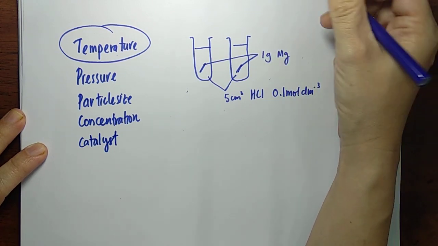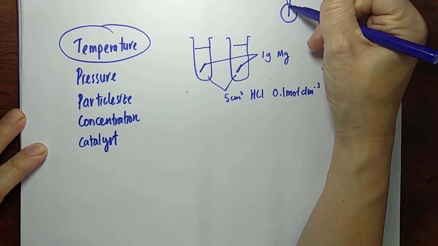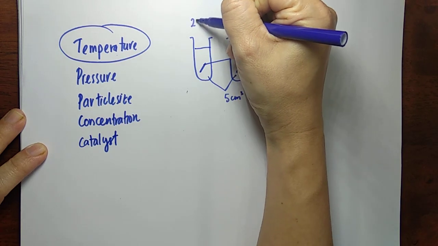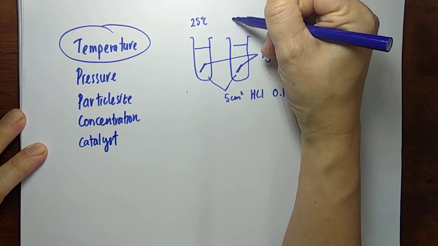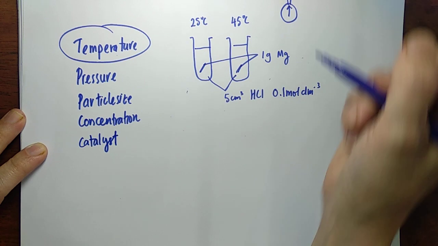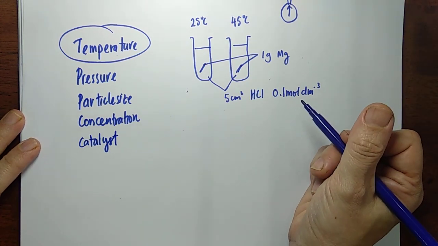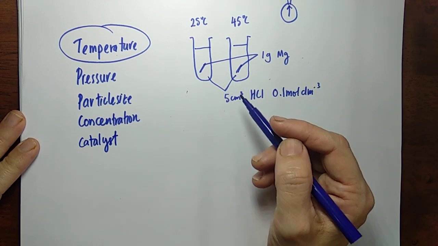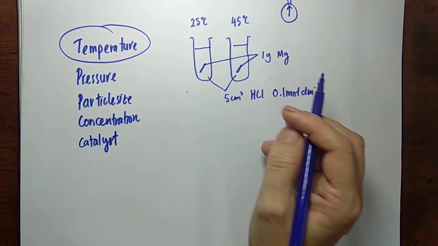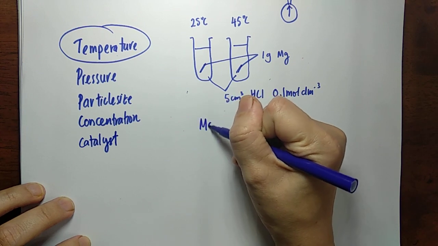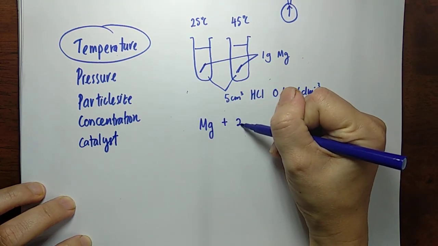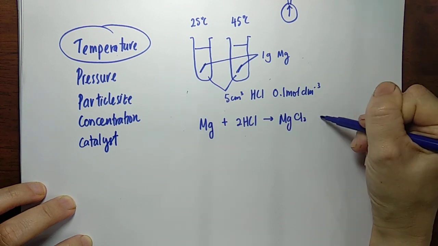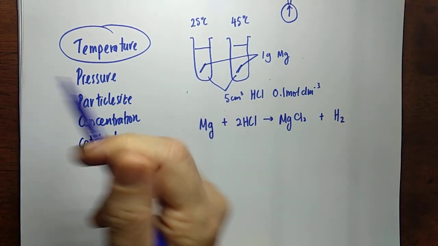Now what happens is you start your stopwatch, and you have one at 25 degrees Celsius and another one at 45 degrees Celsius, let's say. Okay, so all you need to do is measure the time taken, or just compare which one finishes first. Okay, so what will happen is the magnesium will dissolve in the hydrochloric acid to produce magnesium chloride and release hydrogen gas.